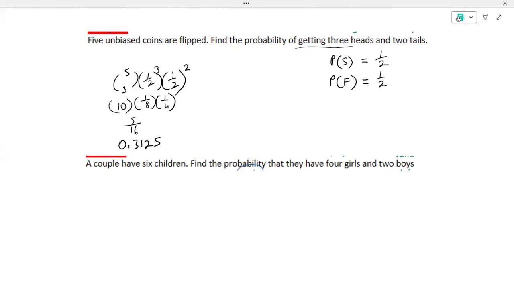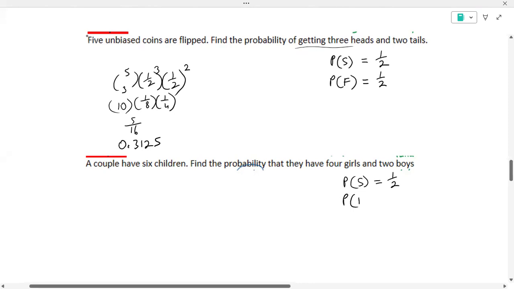You have to decide at the start what is success. So we're going to say the probability of having a girl is success. In this case, having a girl is a half chance. And then the probability of failure, having not a girl, a boy, is a half chance. So a couple have 6 children, find the probability. Out of 6, the probability they have 4 successes, success being having a girl. Then I write down success, I write down failure, and then I copy my formula from page 33.